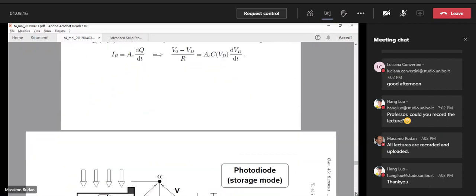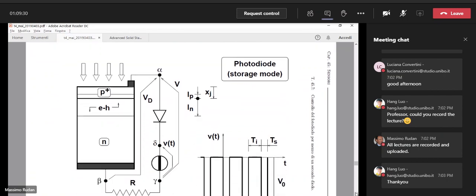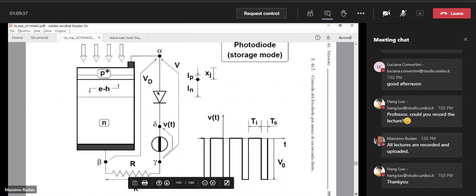Now the question is, how do we realize the switch? There are two possible implementations. One possible implementation is to use for a switch another diode. The other diode is exactly another PN diode placed in parallel to the photodiode, okay? Of course, the diode that operates as a switch is protected from the radiation, so there is no optical generation in it, okay?